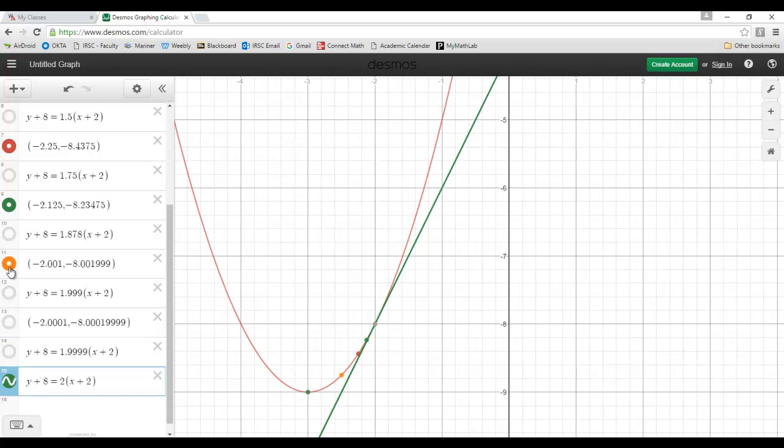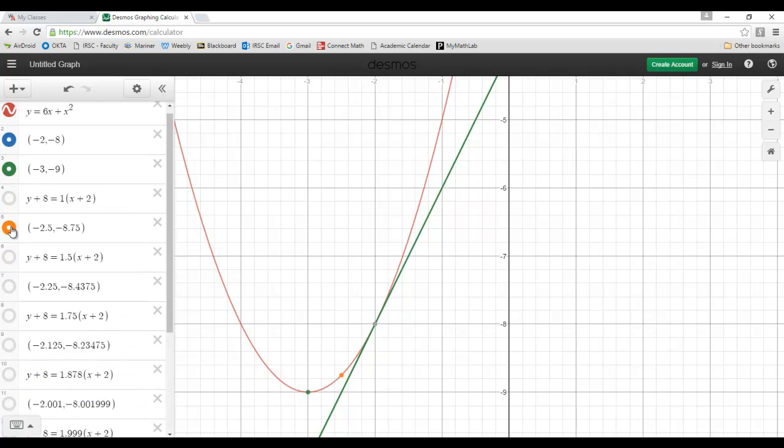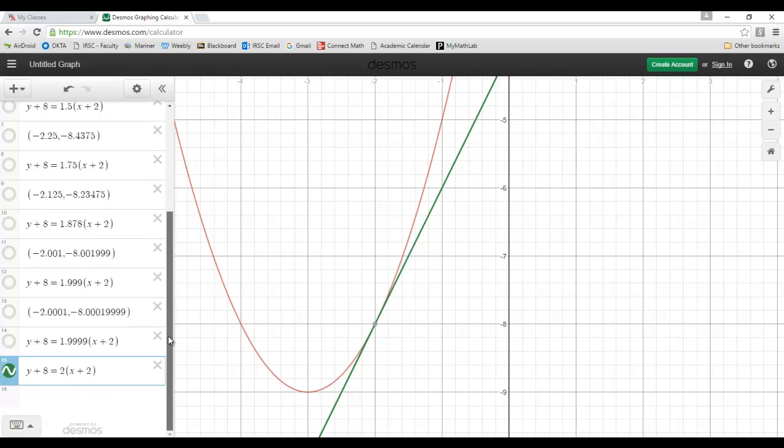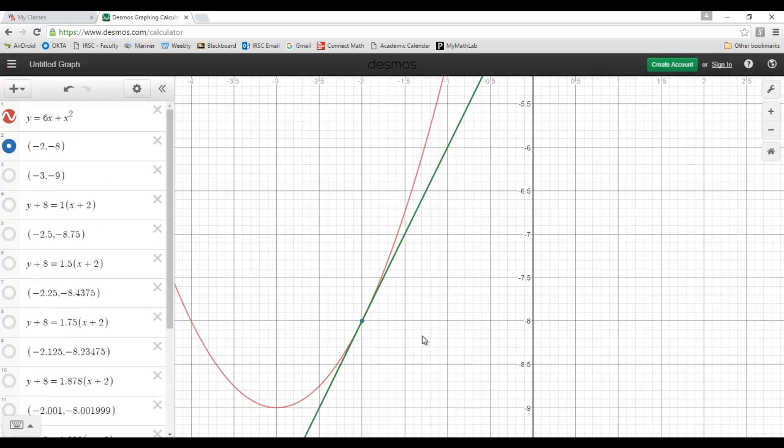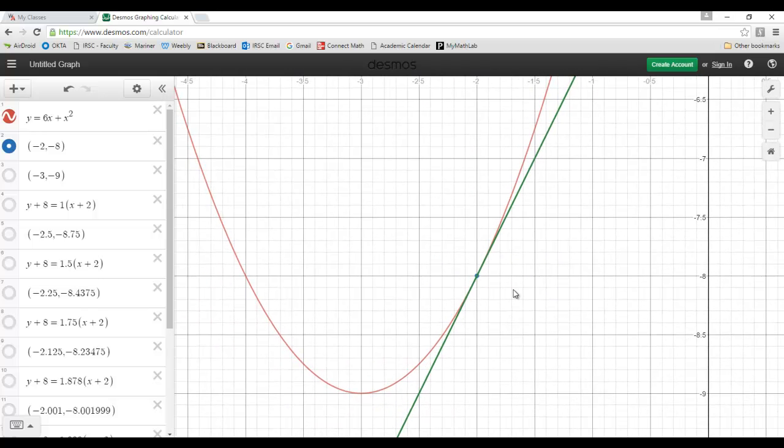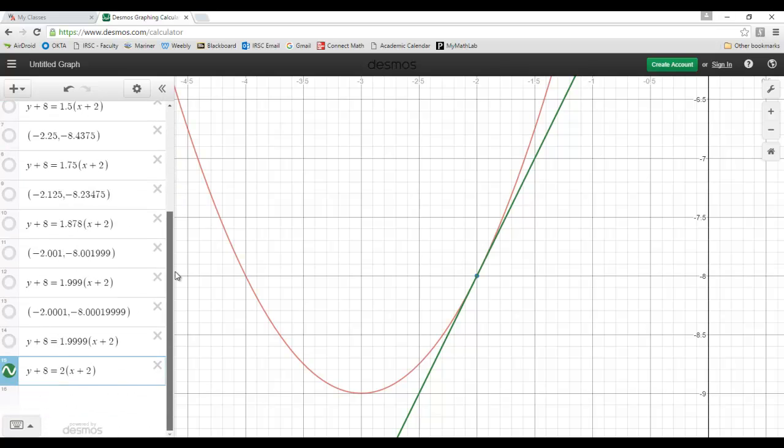I can actually turn all these points off, clean everything up a little bit, and there is my tangent line. Okay, so what do I have here? I have my original function, I have my point in question, and I have my tangent line.